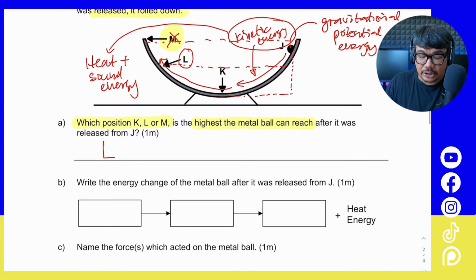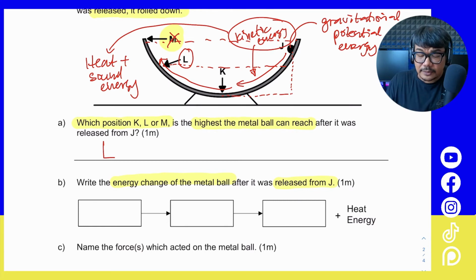Write the energy change of the metal ball after it was released from J. Whenever we are looking at energy change, just bear in mind, we are always looking for the main energy change. Sometimes there will be changes to maybe 1, 2, or 3 different forms of energy, but always go for the main energy change.